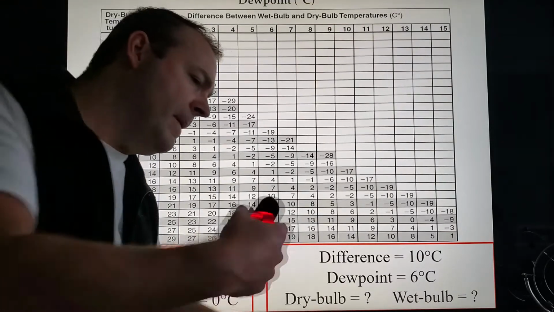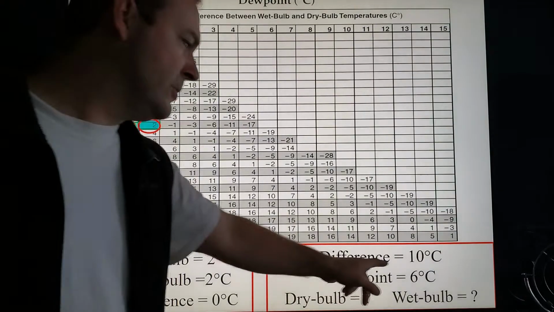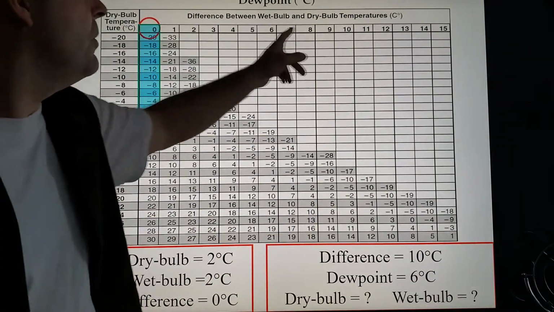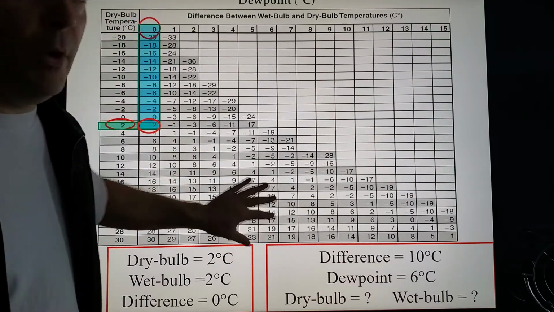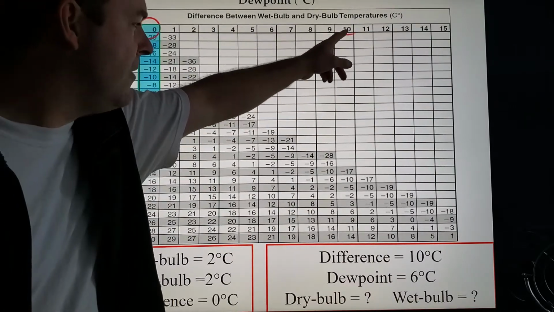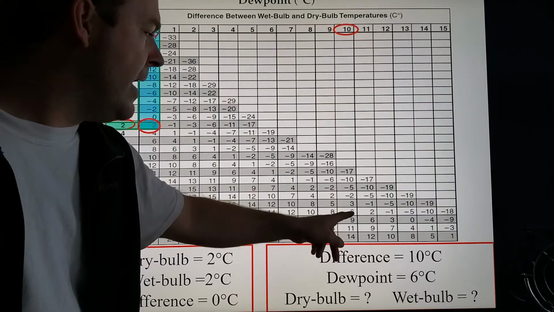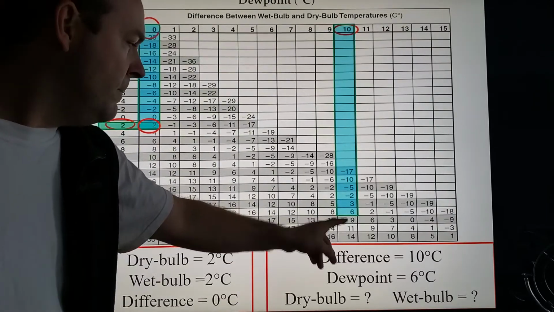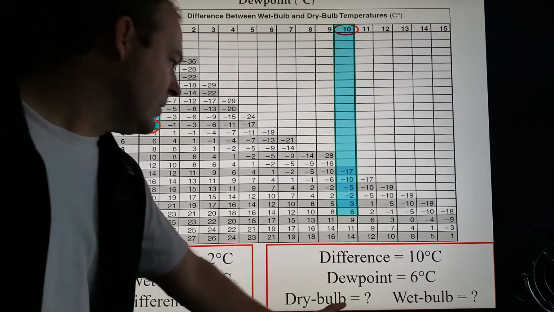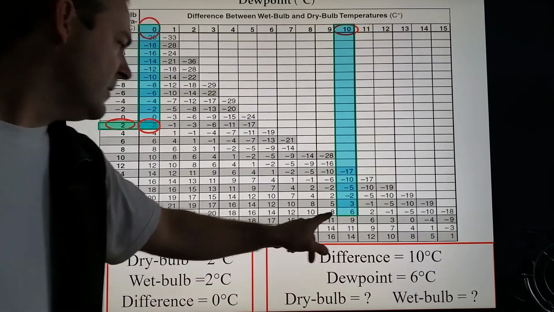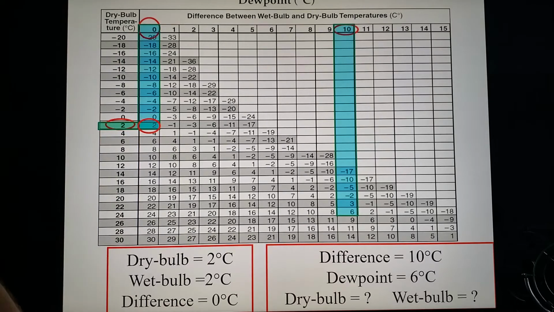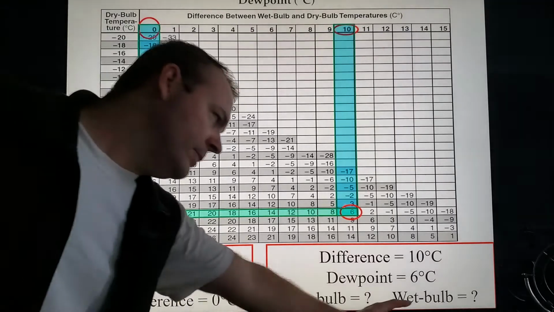Now let's try to work backwards for a second. Let's say that your difference was 10, so you would go here, and your dew point was 6. Well, now these are dew point numbers in the chart, so you would drop down from 10 and go down to 6. Okay, now it wants to know what's the dry bulb. Well, slide over, because this is the dry bulb column. Slide over and you get a dry bulb of 24. Okay, there it is.